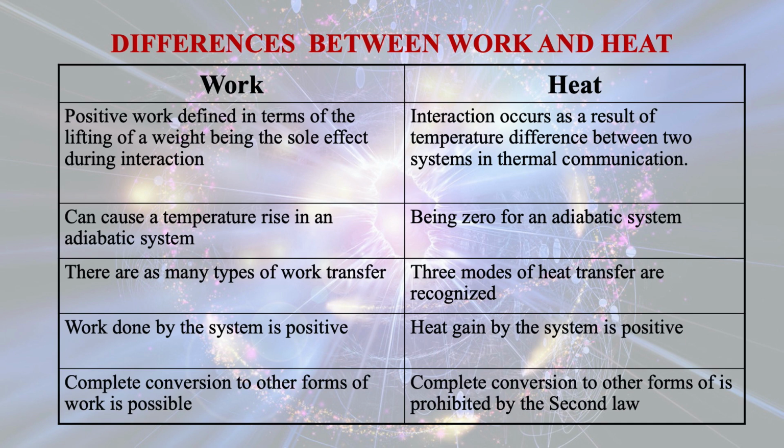For work there are many types of work transfer, but for heat three modes of heat transfer are recognized: conduction, convection and radiation. Work done by the system is positive, and work done onto the system is negative. But for heat, heat gain is positive and heat loss is negative. This is the sign convention. Complete conversion of heat to work is prohibited by the second law of thermodynamics, which we are going to discuss in our subsequent classes.